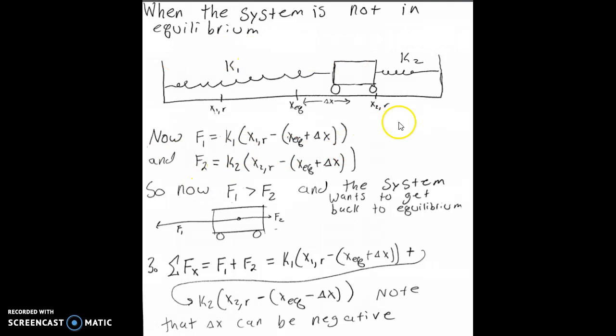So let's say it's been displaced a distance delta x, so the force from spring 1 is going to be k1 times x1r, which is the rest point of the first spring, minus xeq plus delta x. So now note that xeq plus delta x means that it's further away from the x1 rest, which means that this force is actually bigger. Now contrast that to this case, we have x2r minus xeq plus delta x.